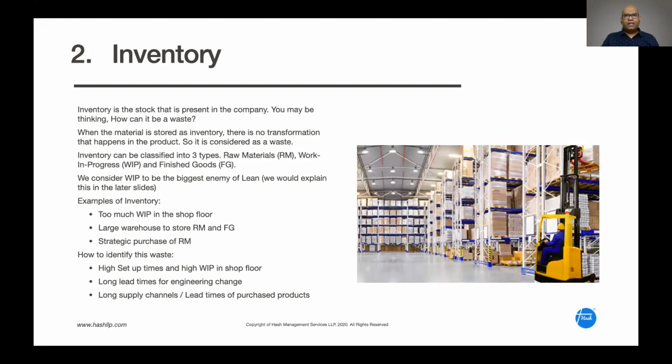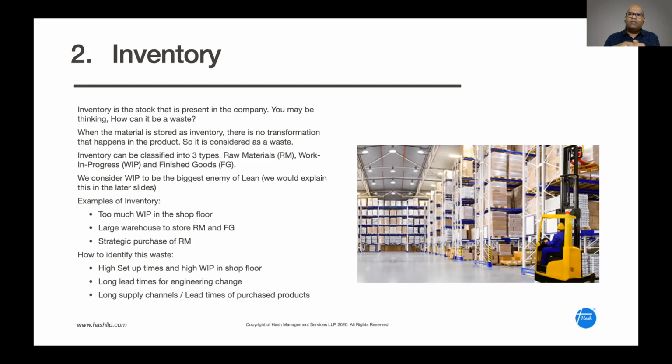In your raw material stores, it is as it is. When the material is WIP, work in progress, in between the process, there is no change. When the material is lying as finished goods, there is no change, right? So during this inventory stage, there is no change in the product. So we are calling it a waste.